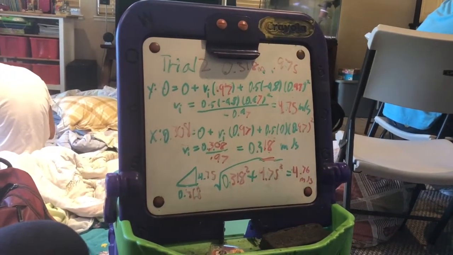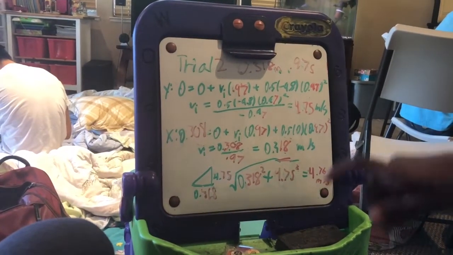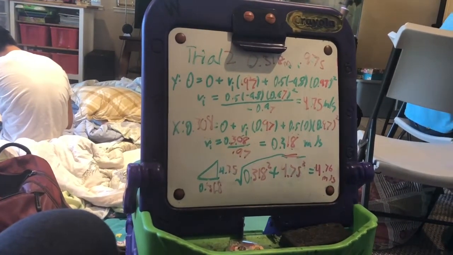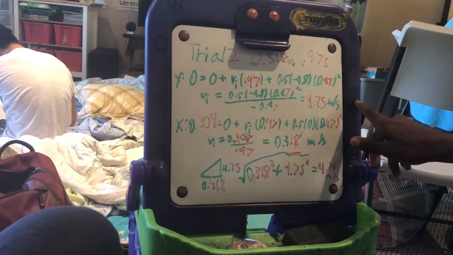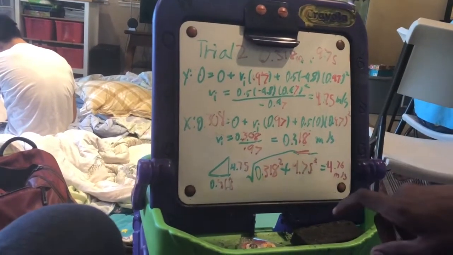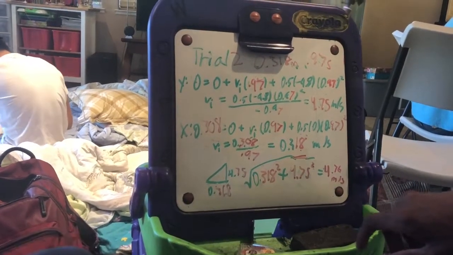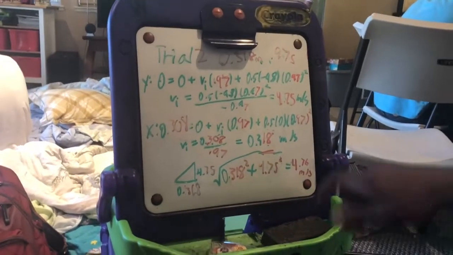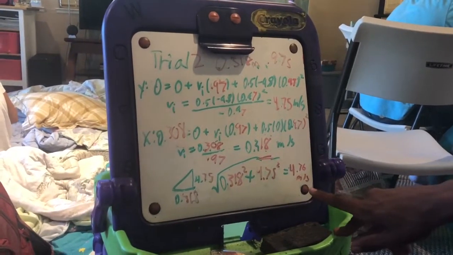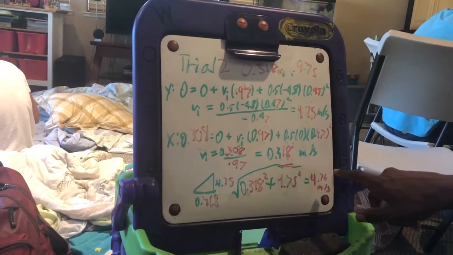So to find the initial Y velocity, we had our displacement 0 because we didn't account for the height of the cannon. So the time was 0.97 seconds, and we solved for initial velocity, we got 4.75 meters per second. And then for the X initial velocity, the displacement would be 0.308 meters, which is horizontally, and the time would still be 0.97 seconds. So we solved for that, and we got 0.318 meters per second for our velocity.